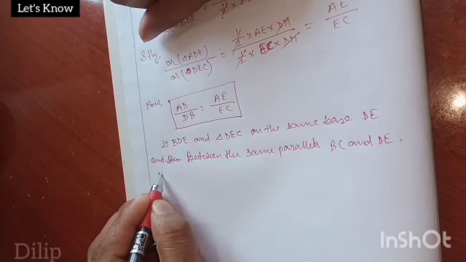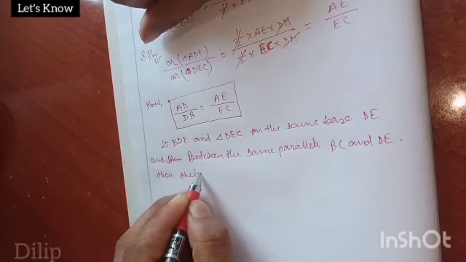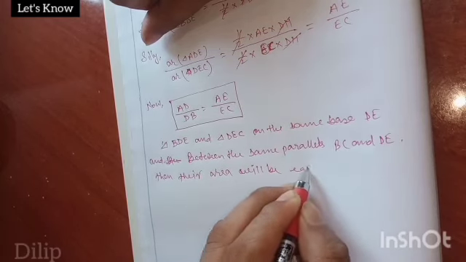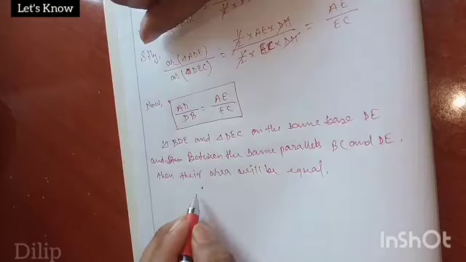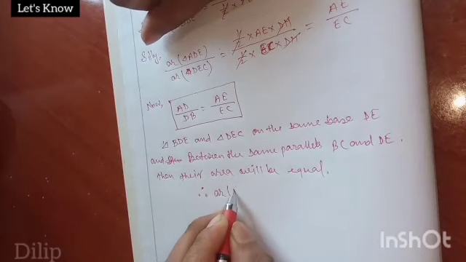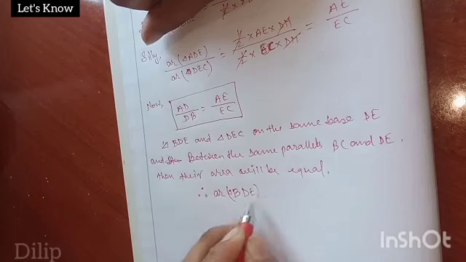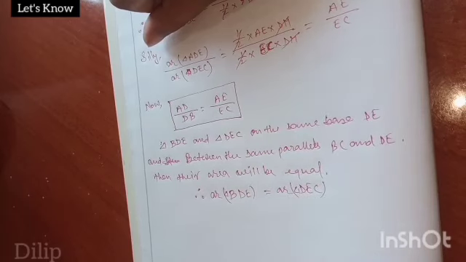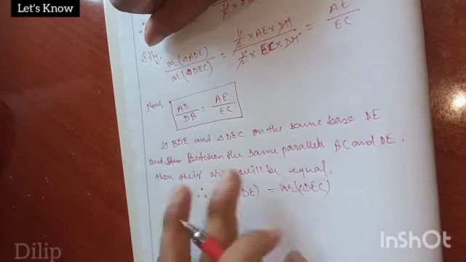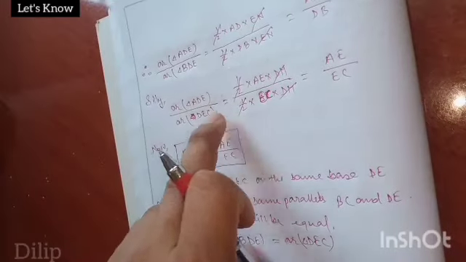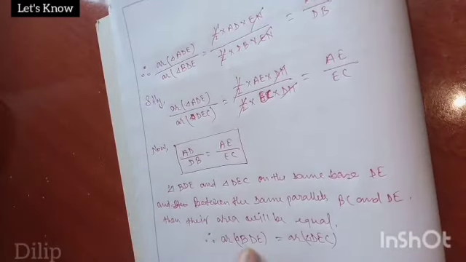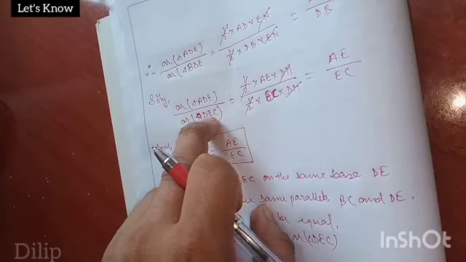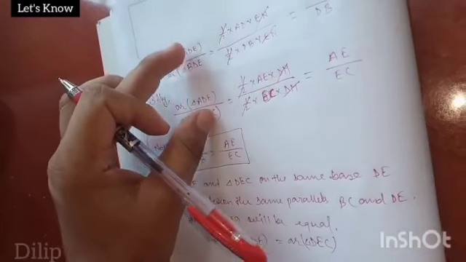then their areas will be equal. Therefore we can write area of triangle BDE is equal to area of triangle DEC. If the areas of triangles BDE and DEC are the same, then they are equal. Is it? BDE and DEC are the same. So we can write that this one is equal to this one.